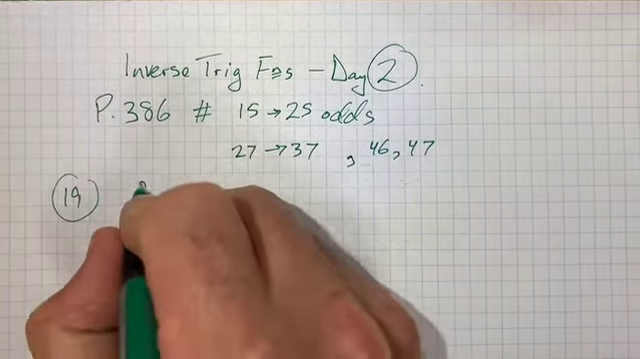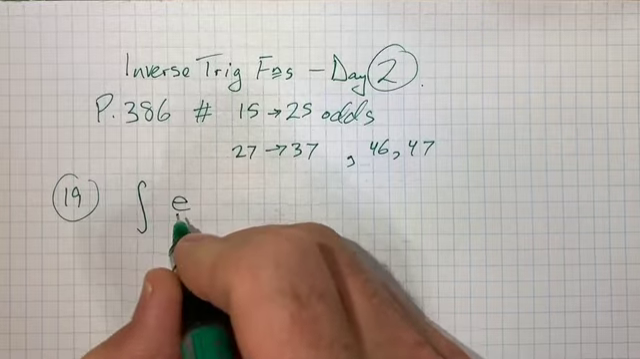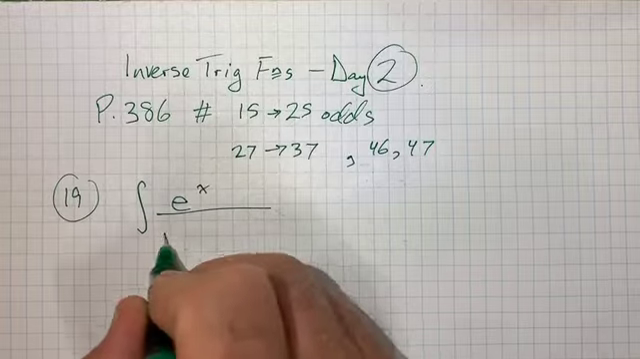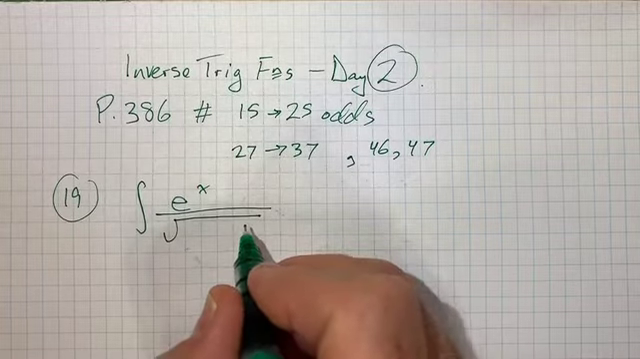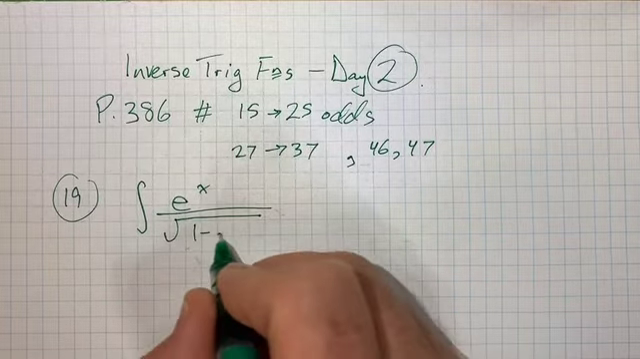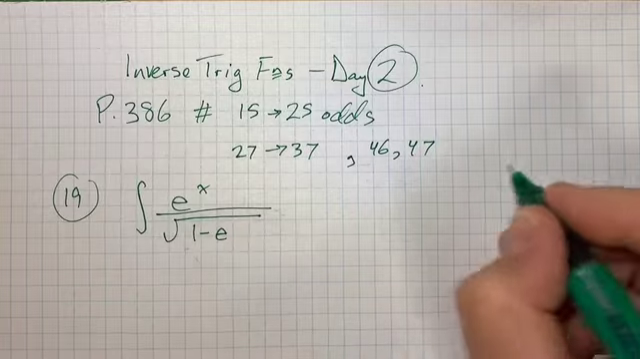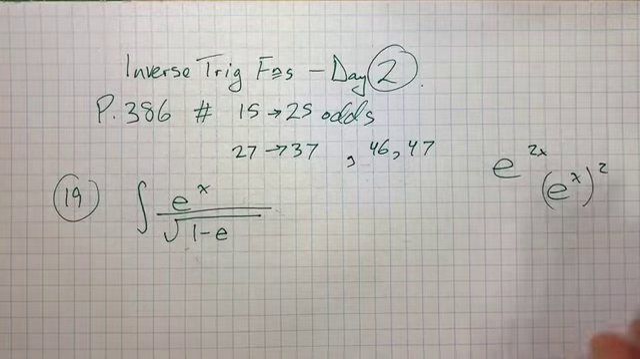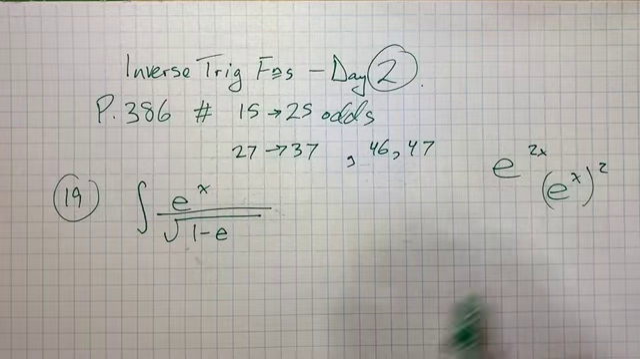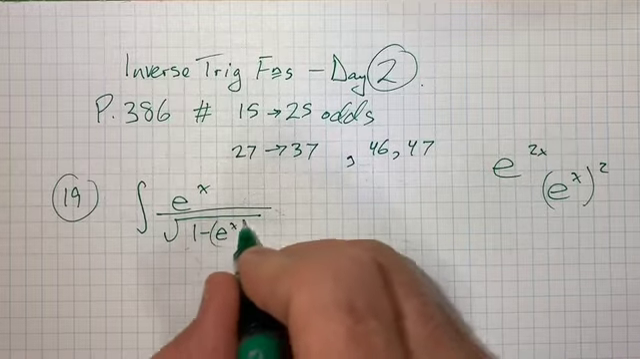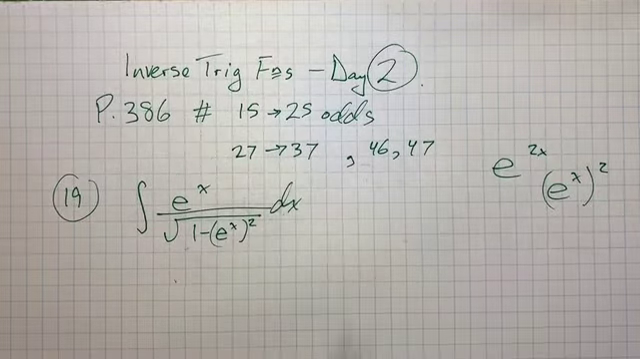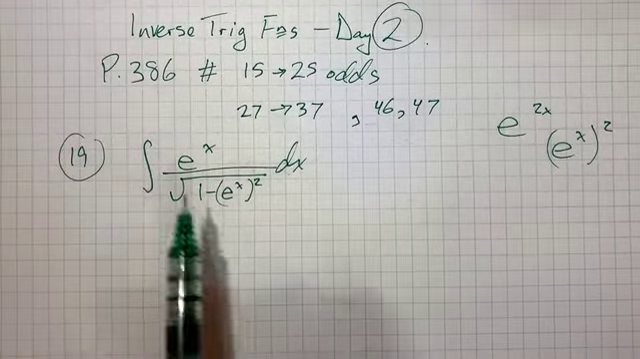It's the integral of e to the x dx all over the square root of 1 minus e to the power of 2x. Now, e to the 2x is like saying e to the x squared, isn't it? Because when you do powers of powers, oh yeah. So I'm going to say that's e to the x squared, so I recognize something. What do I recognize here? What am I looking for?